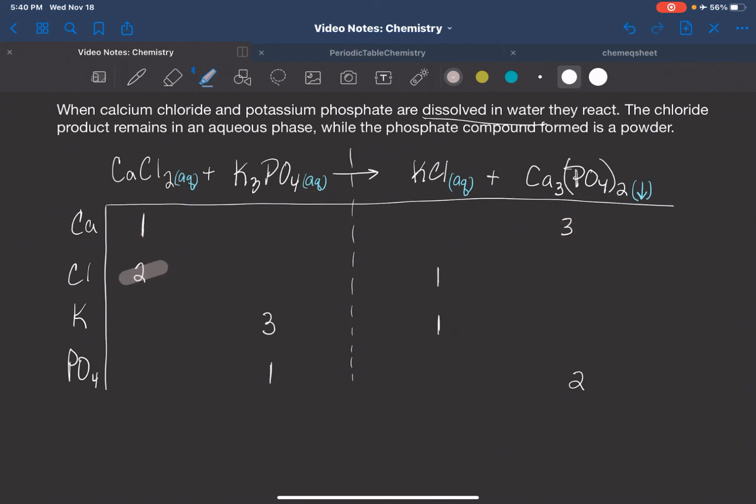2 chlorines, 1 chlorine, not balanced. 3 potassiums, 1 potassium, not balanced. 1 phosphate, 2 phosphates, not balanced. So nothing is in balance.